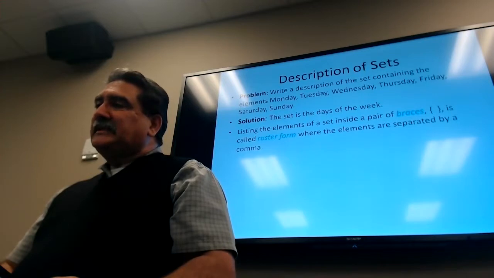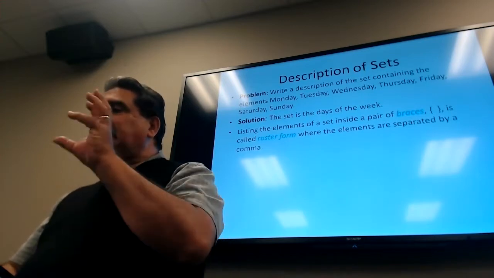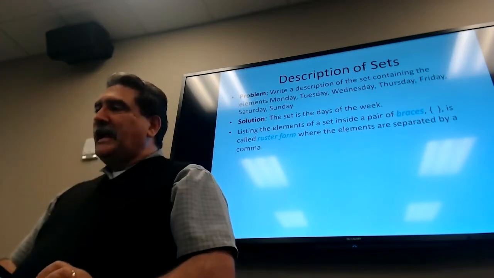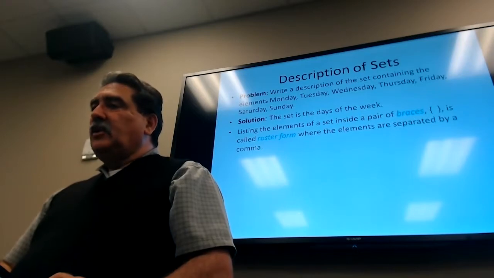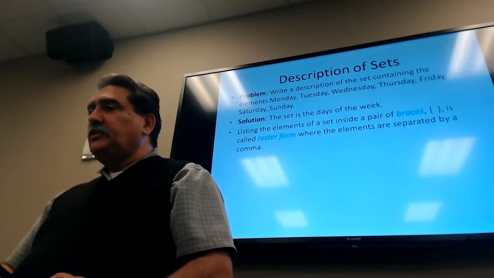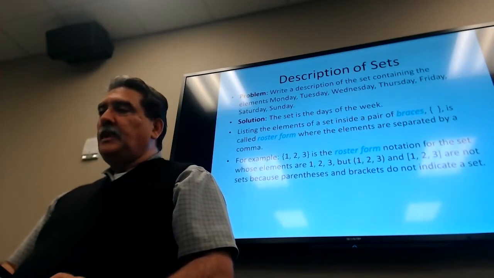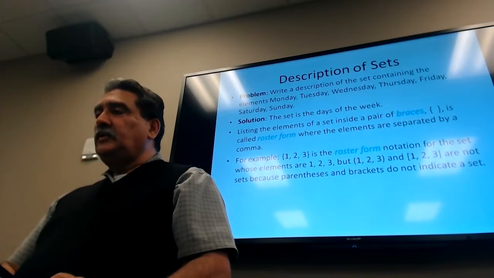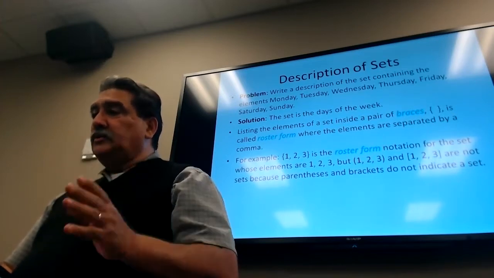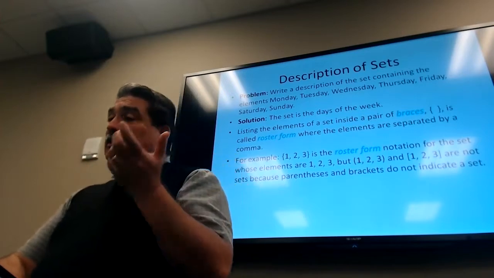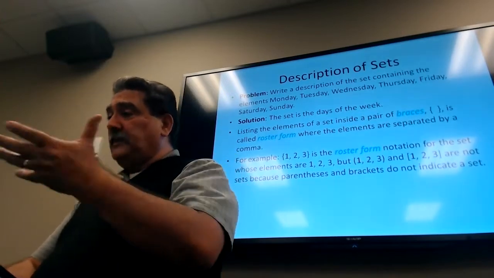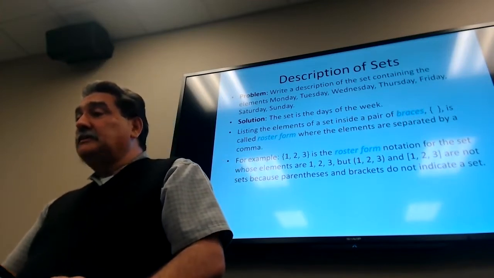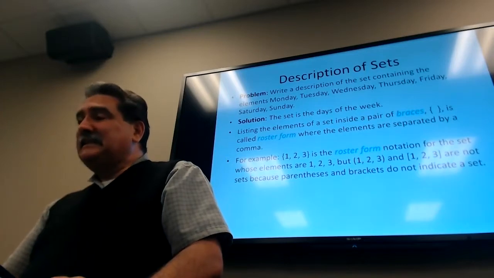Listing the elements of the set inside a pair of braces is called roster form. So we put the elements in those braces, and this is called roster form, where the elements are separated by commas. For example, {1, 2, 3} is a roster form notation for the set whose elements are 1, 2, 3. But notation like parentheses or square brackets is not a set, because parentheses and brackets do not indicate a set.